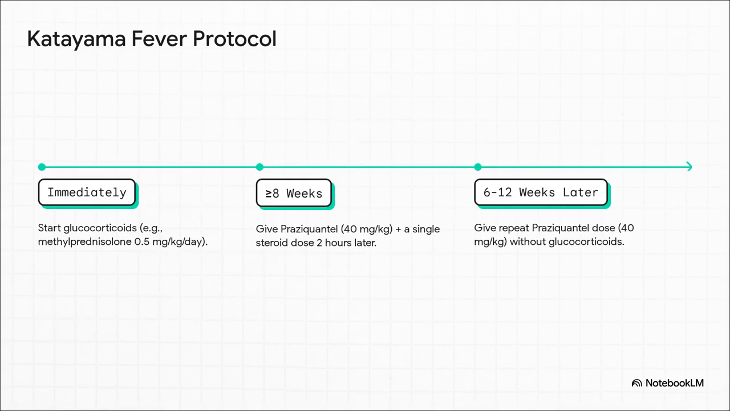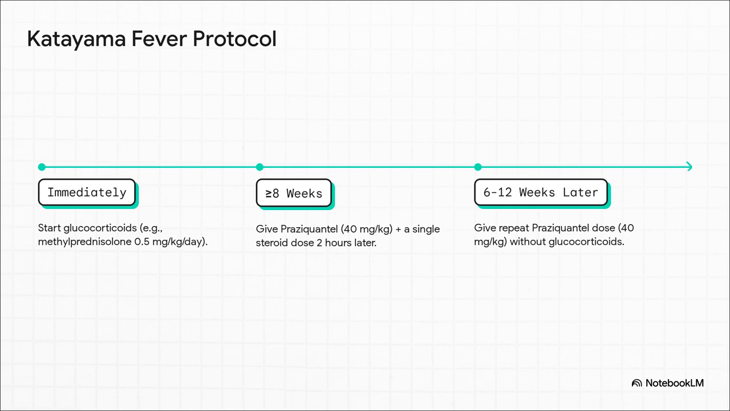And this timeline is the game plan, laid out perfectly. So right away, you're hitting them with glucocorticoids. Then, and this is key, you wait. You have to wait at least 8 weeks after they were exposed for those worms to grow up so the praziquantel will actually work. Then you give that first dose of praziquantel, but you give it with a little steroid chaser to prevent a flare-up. And finally, about 6 to 12 weeks after that, you give a second dose, no steroids this time, to mop up any stragglers.